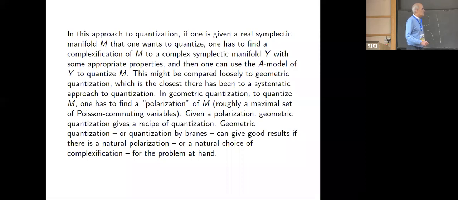So that might be compared loosely to geometric quantization. In geometric quantization, you have to pick something, a polarization, roughly a maximal set of Poisson commuting variables, and then you get a recipe for quantization. So in either case, quantization is not completely natural. It can't be. There isn't a natural map from symplectic manifolds to quantizations. There's always some additional structure, either the complexification or the polarization. And either one can give good results if there's a natural choice, that's a choice that's natural for the problem at hand.